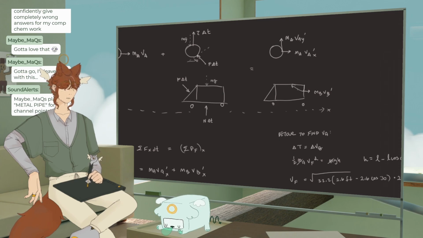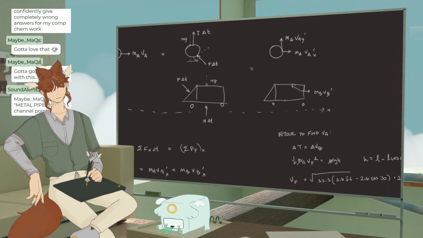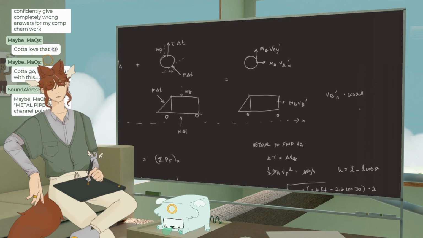It would be geometry. It would be, what would this? Oh. It'd be VB prime normal times cosine 20. Yes. Equals VB prime.